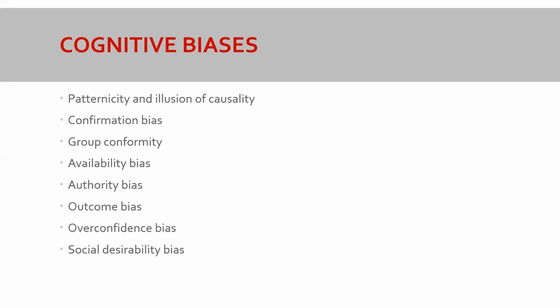The second form of bias discussed in the book is confirmation bias, which focuses on humans' natural tendency to want to confirm their own beliefs.